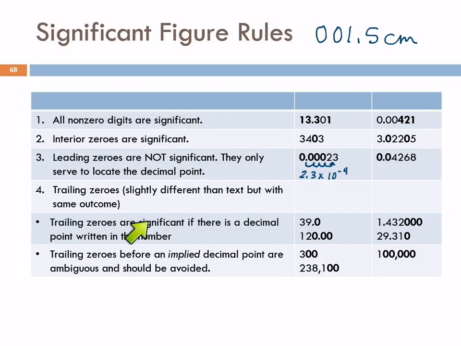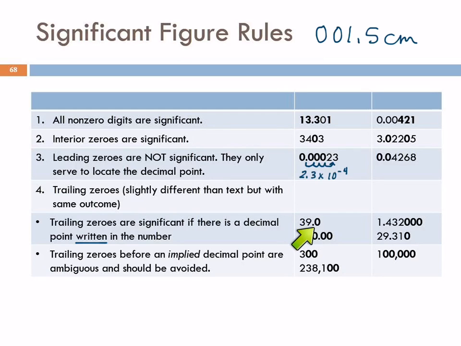Trailing zeros are significant if there's a decimal point written in the number. It actually has to be written. Where's that word? Written. So here we have 39.0. That's a trailing zero, but there's a decimal point. So we count that as a significant figure. 120.00. The decimal point tells us that those trailing zeros are significant.